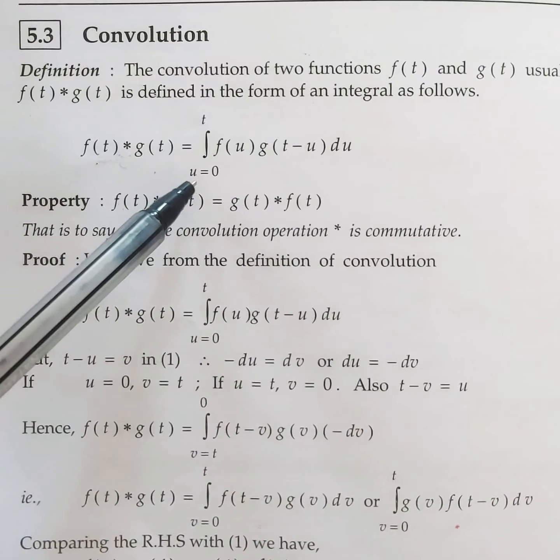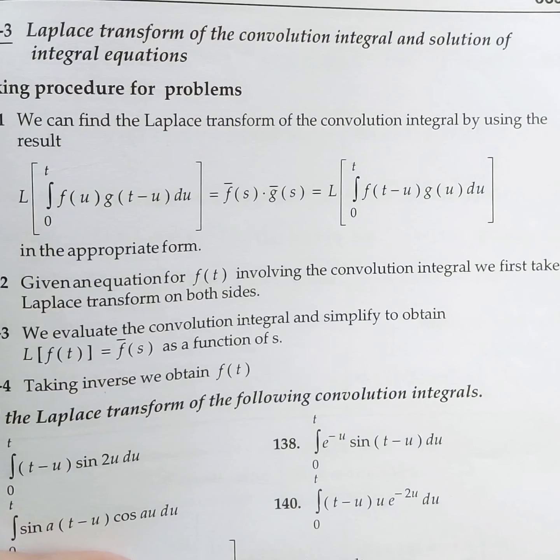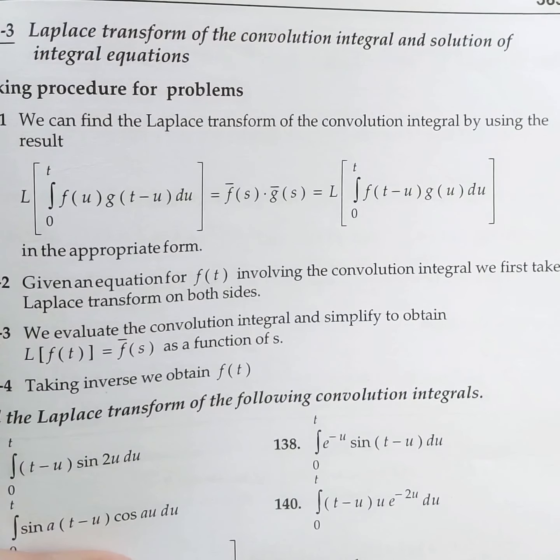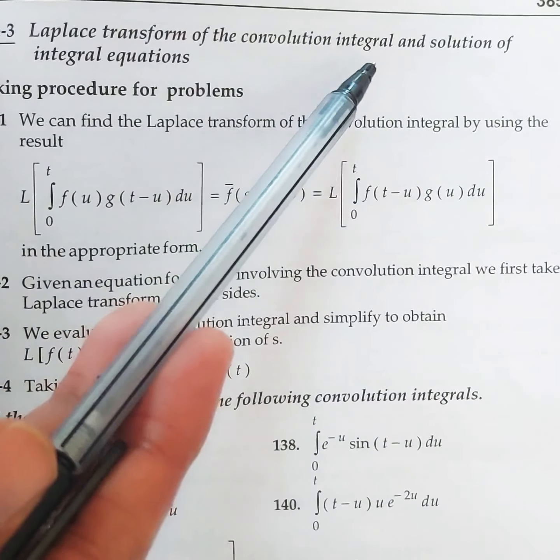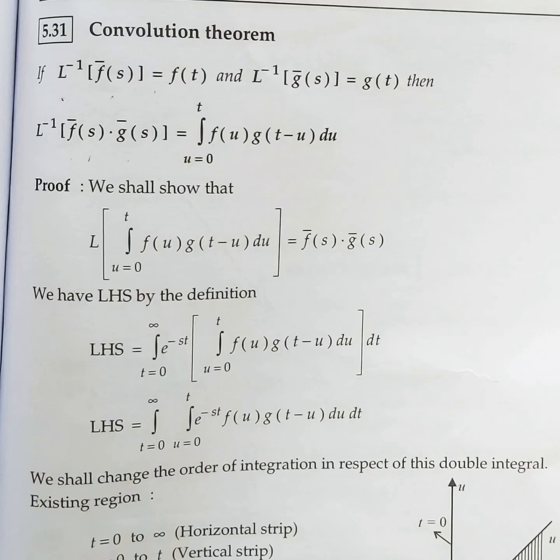f of t star g of t is this integral, and we have three types of problems by using this convolution. The first one is proving the convolution, the second one is finding the inverse by using the convolution theorem, and the third one is the Laplace transform of the convolution integral and solution of integral equations.